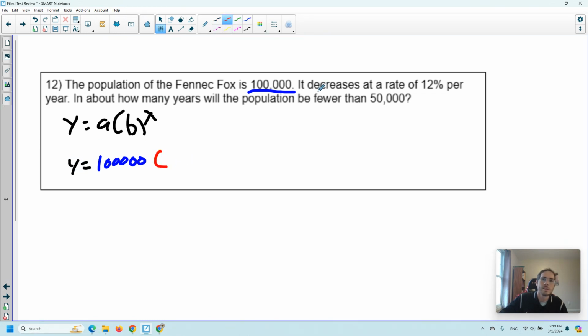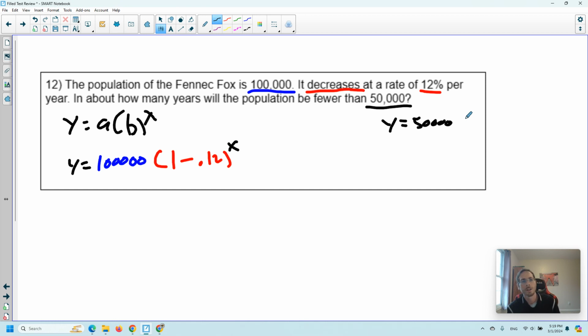For b, because it says it's decreasing, this is going to be the 1 minus version. So we're going to do 1 minus the rate, so 1 minus 0.12, to the x power. Now this one wants to know in how many years will the population be fewer than 50,000? So it's checking for y. They want to know when that's going to be 50,000. Now, we can't really plug it into the other equation and get a good answer because we don't really know how to solve it yet. But what we could do is graph it and see where those two things cross. So that's what we're going to do. So we're going to graph y equals 50,000.